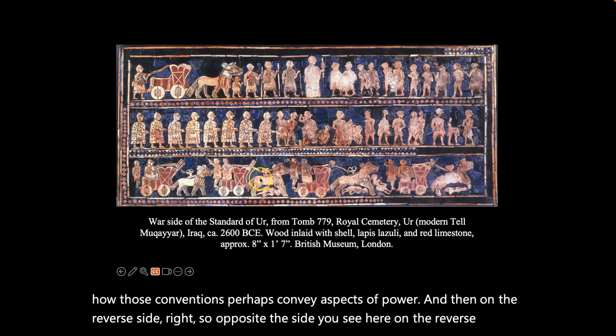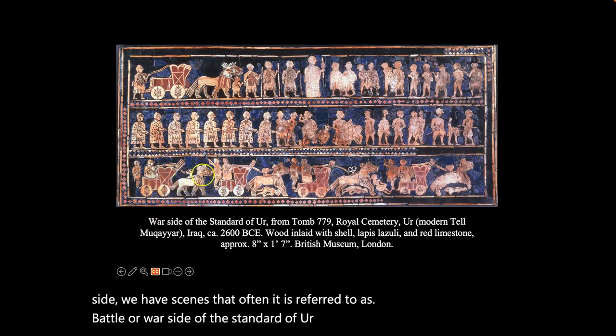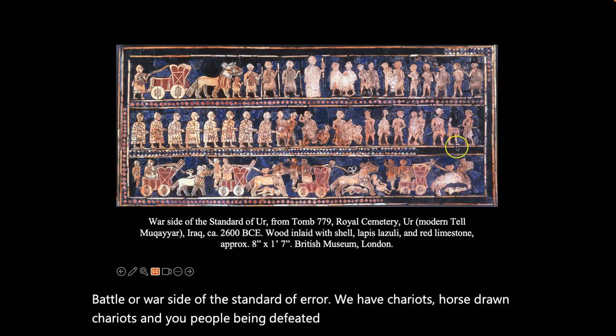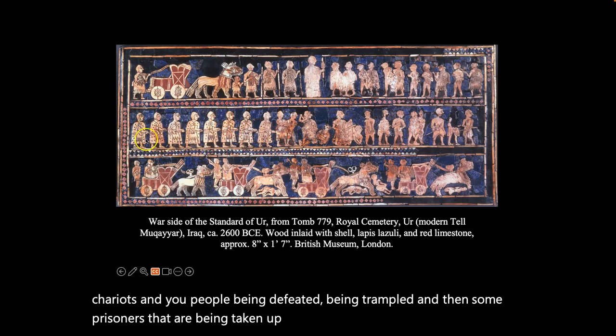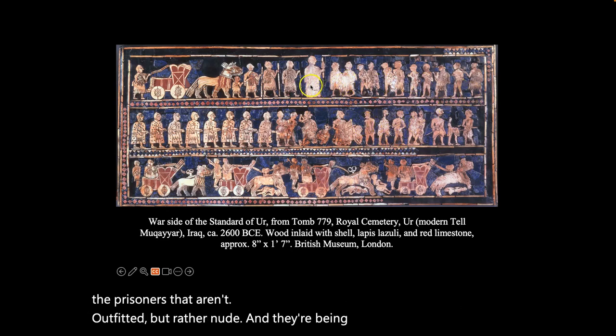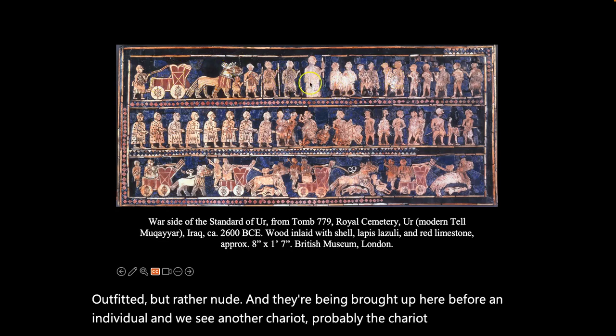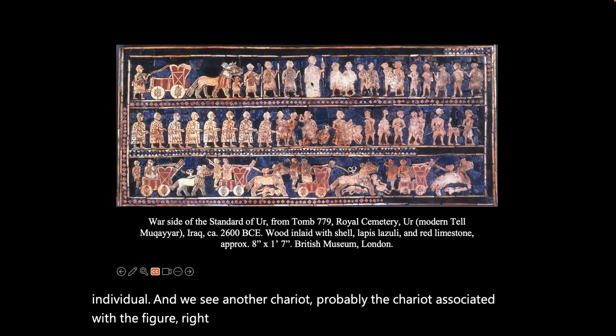And then on the reverse side, so opposite the side you see here, we have scenes that are often referred to as the battle or war side of the standard of Ur. We have horse-drawn chariots, and you see people being defeated, being trampled, and then some prisoners that are being taken up here. You can see soldiers, and then the prisoners that aren't outfitted, but rather nude, and they're being brought up here before an individual, and we see another chariot, probably the chariot associated with the figure right here, who might be the most important figure.